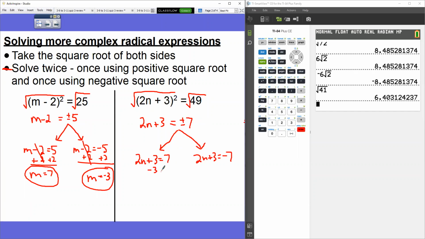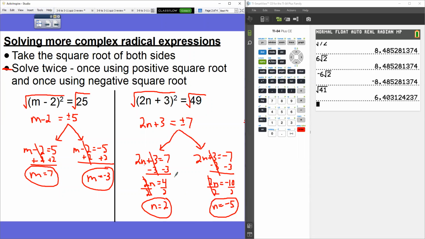So now solving this two-step equation, minus 3, minus 3. So 2n equals 4. Divide by 2, divide by 2. And you get an answer of n equals 2. Here, we're going to do minus 3 and minus 3. Now, because of that negative, we have 2n equals negative 10 when we subtract 3. Divide by 2, divide by 2, and we get n equals negative 5. So there are two separate answers here because of the plus or minus. Now, we didn't put these in simplest radical form because our square root was a perfect square.